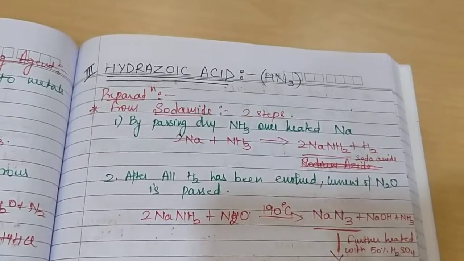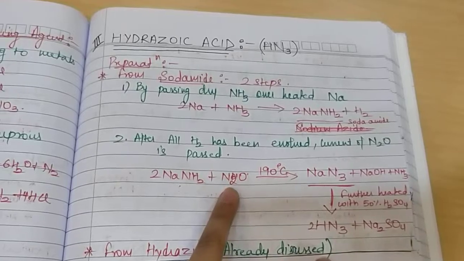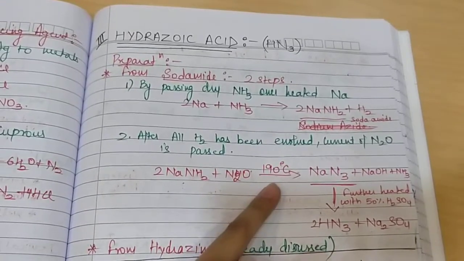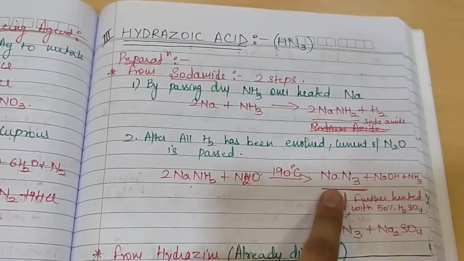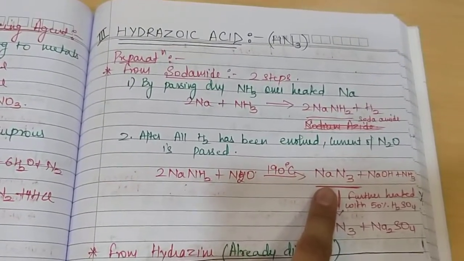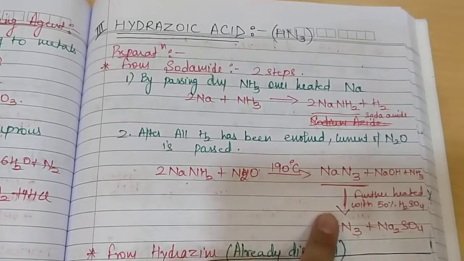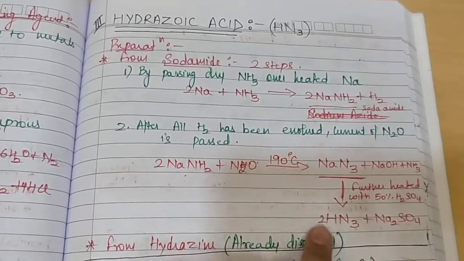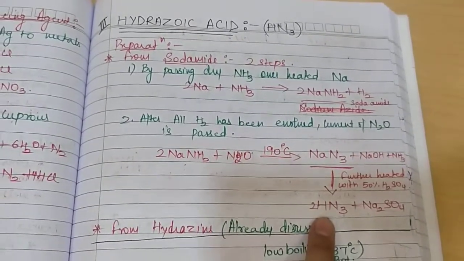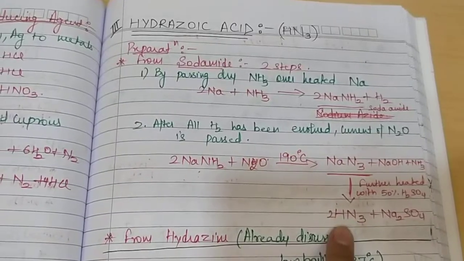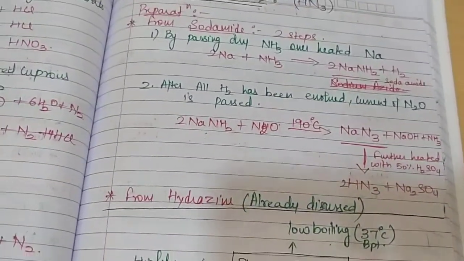N2O is nitrous oxide. So sodamide is then reacted with N2O at 190 degrees Celsius. We will get sodium azide, which is the sodium salt of hydrazoic acid. This sodium azide is further heated with 50% H2SO4 to get hydrazoic acid. This is how hydrazoic acid is prepared from sodamide. The second preparation we have already done for hydrazoic acid, that is from hydrazine.